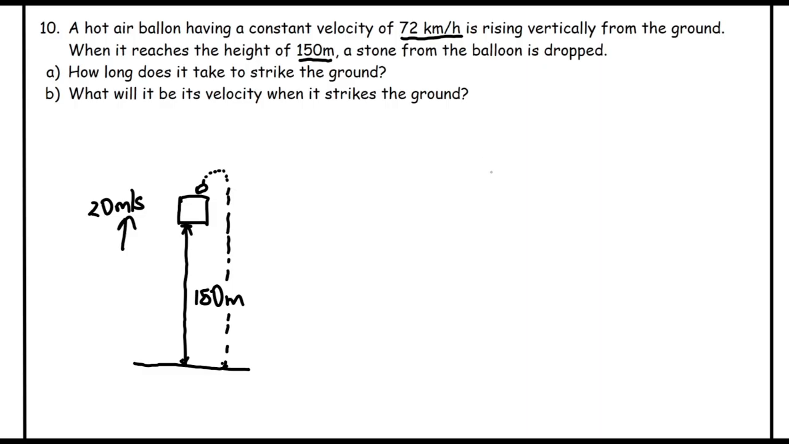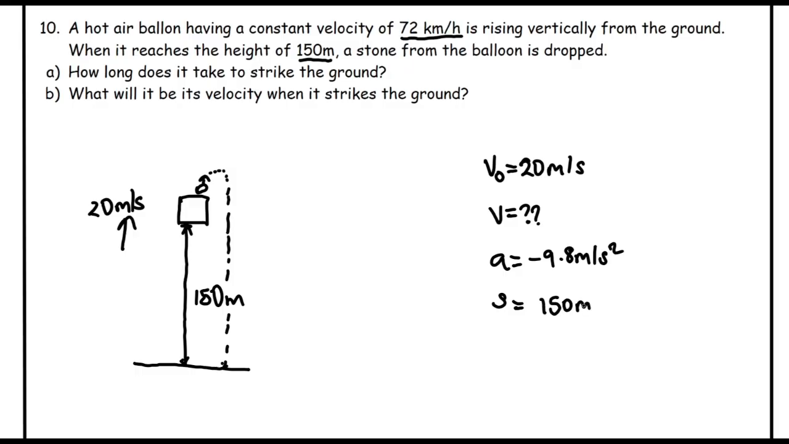So let's gather our data. V initial of the stone is 20 meters per second. The final velocity, we don't know the final velocity, and question B is actually asking us to find the final velocity. What else? We have acceleration. Acceleration, because it's free fall, is negative 9.8 meters per square second. It's negative because initially the stone is going upwards, so it's going against the pull of gravity. What else do we have? We have displacement, 150 meters.